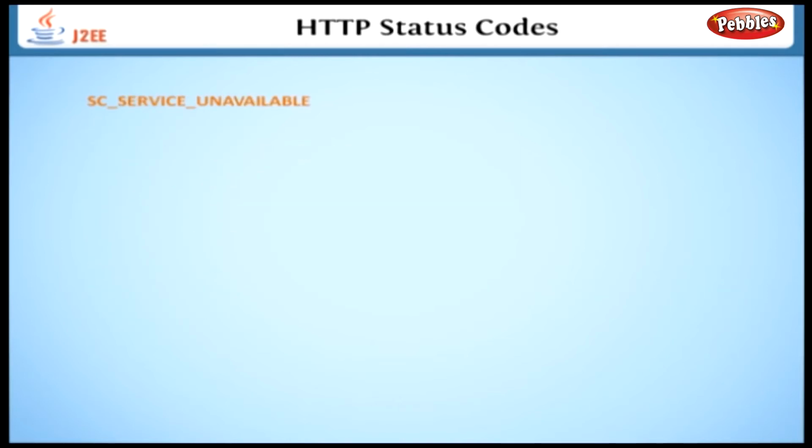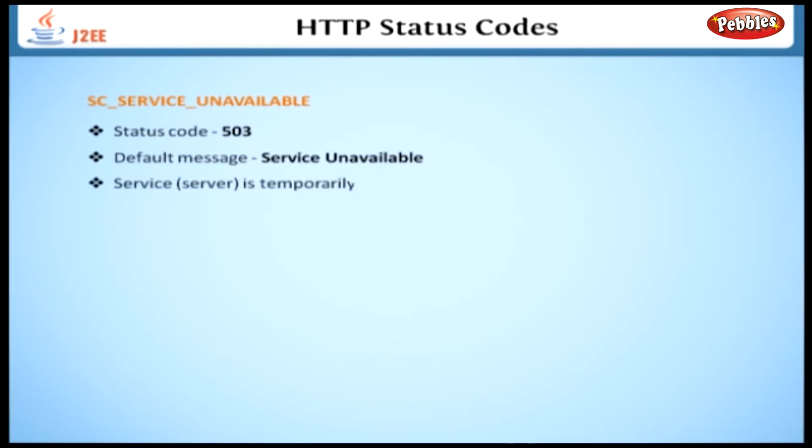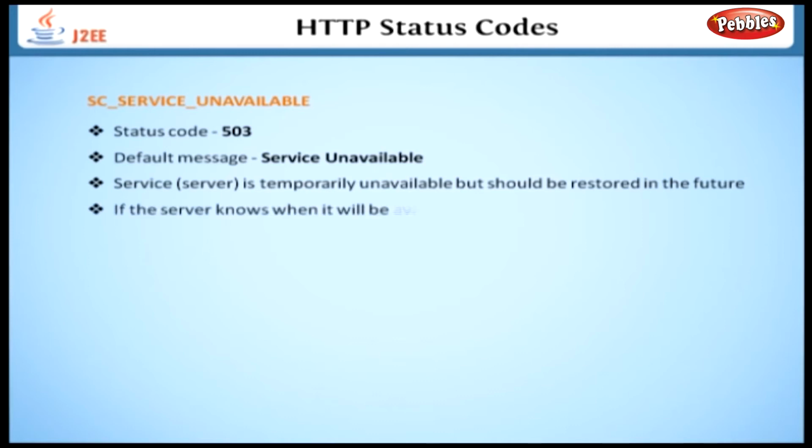SC_service_unavailable. Status code is 503 and the default message is service unavailable. In this case, the service or server is temporarily unavailable but should be restored in the future. If the server knows when it will be available again, a retry after header may also be supplied.